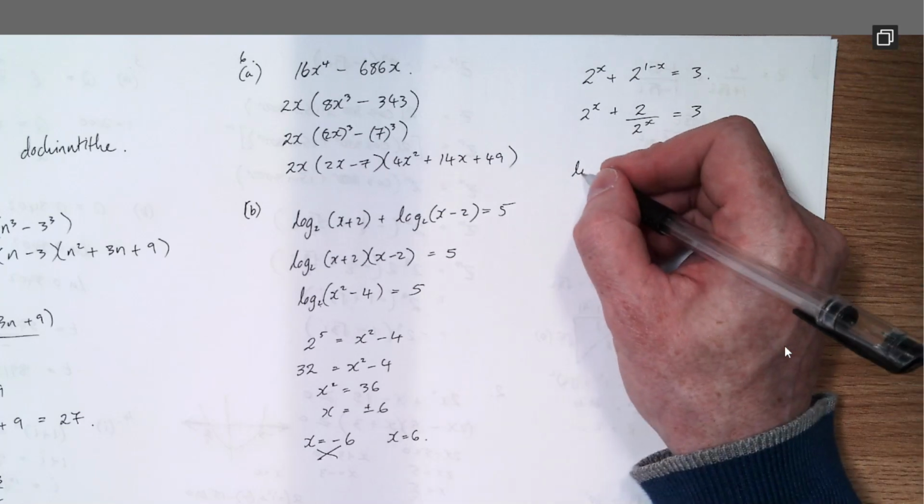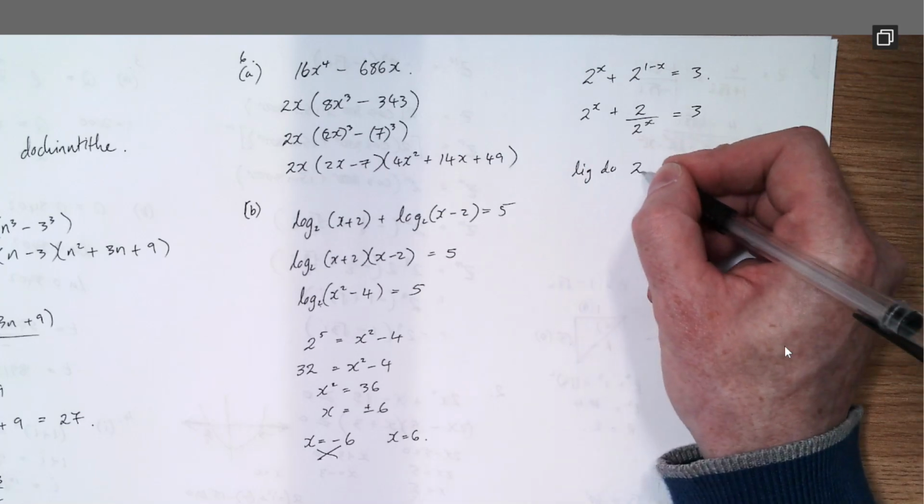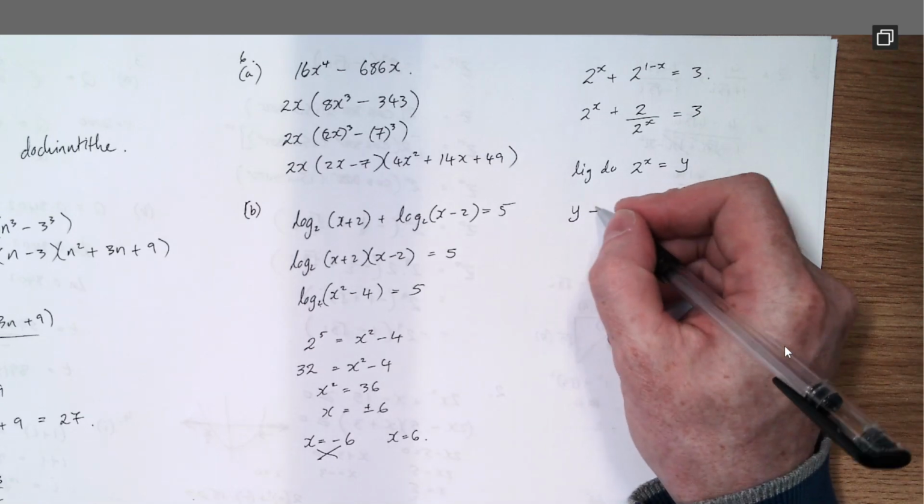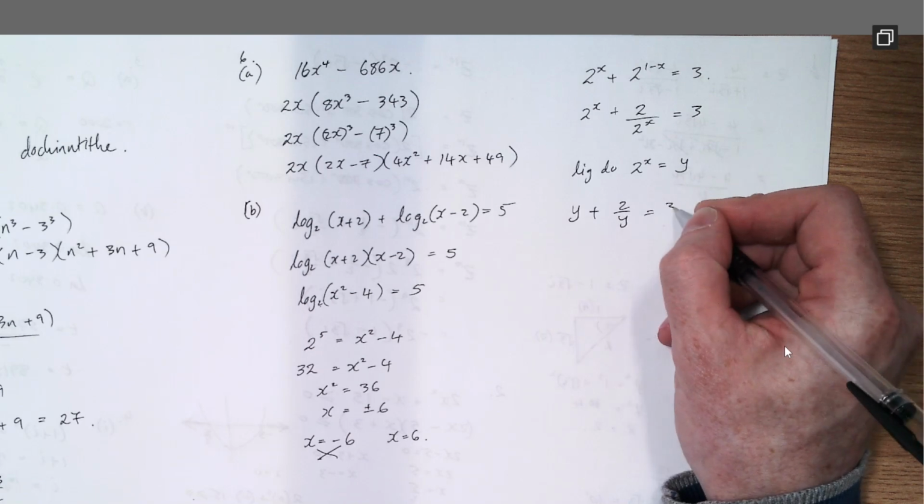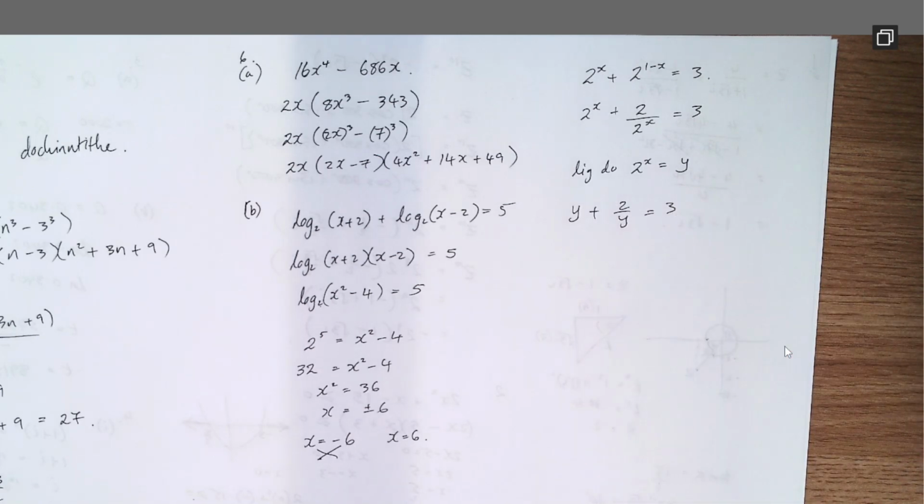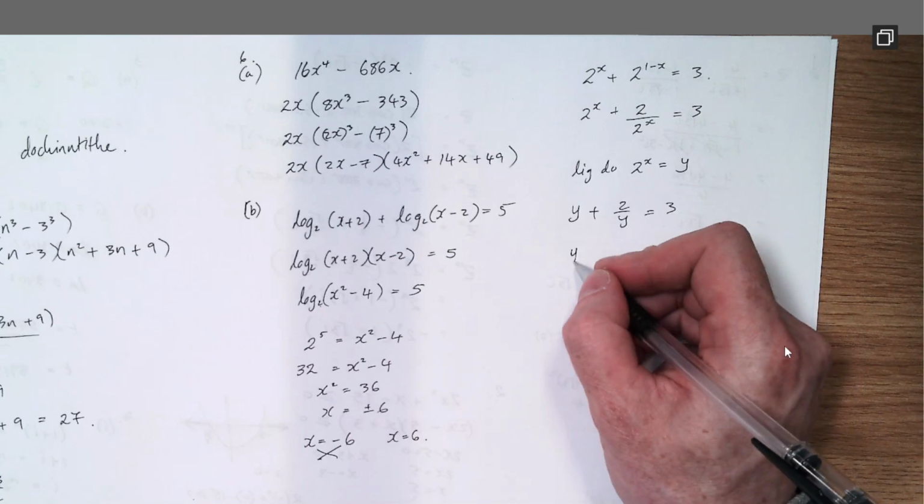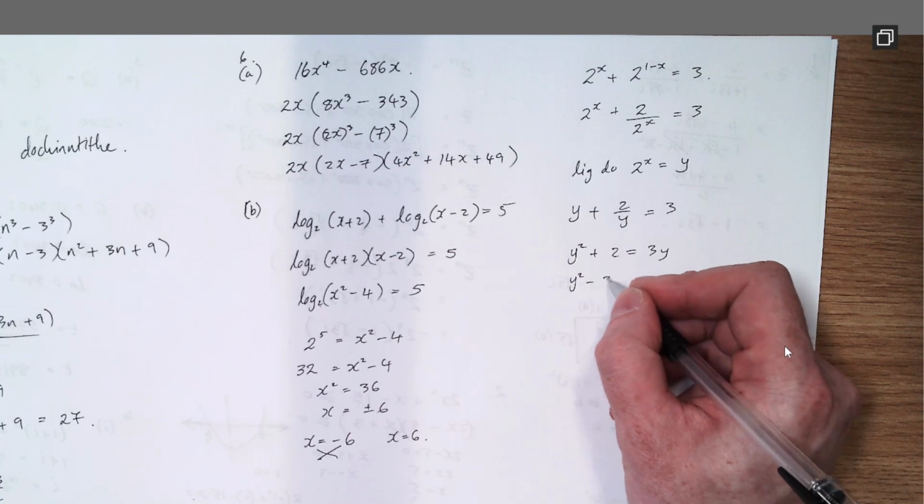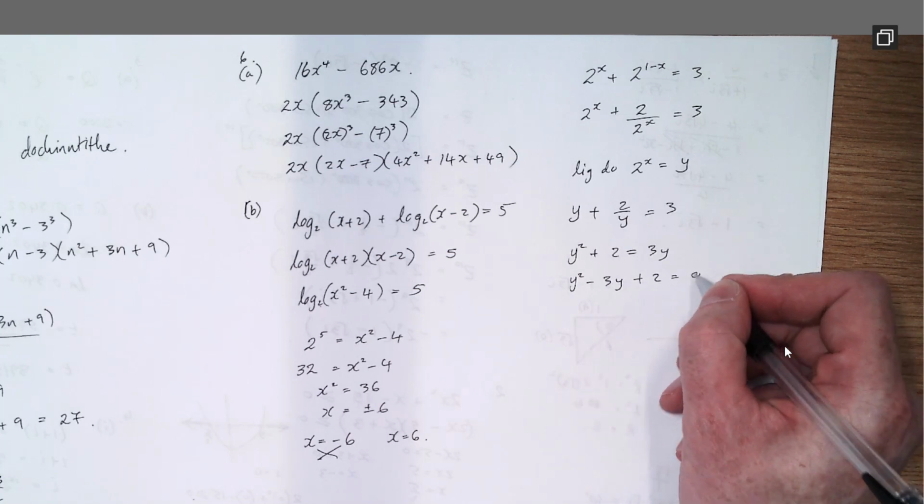Now let y equal 2 to the power of x. That's the way to do it. So we have 2y plus 2 over y equals 3. Multiply through by y: 2y squared plus 2 equals 3y. So you have 2y squared minus 3y plus 2 equals 0.